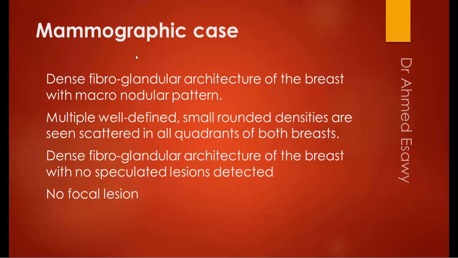Mammographic case reporting in fibroadenosis: dense fibroglandular architecture of the breast with micronodular pattern, multiple well-defined small rounded opacities seen scattered in all quadrants of both breasts. Dense fibroglandular architecture of both breasts with no spiculated lesion, no focal lesion. This is an example of how to report a case of fibroadenosis in mammography.